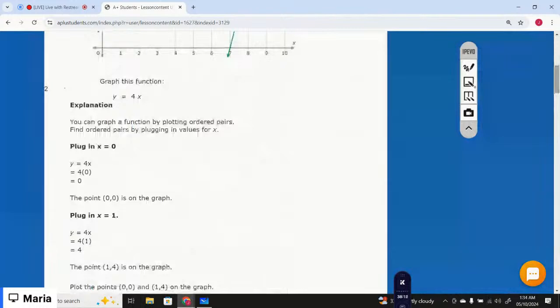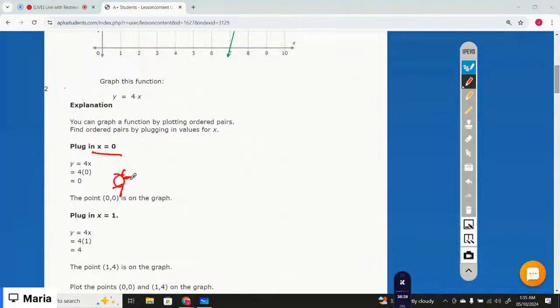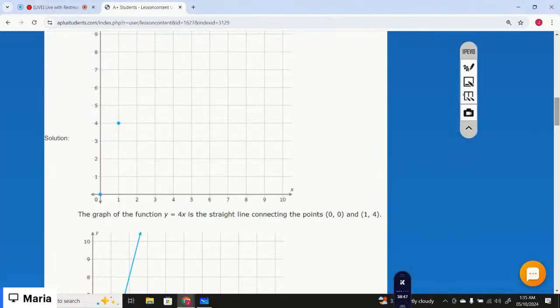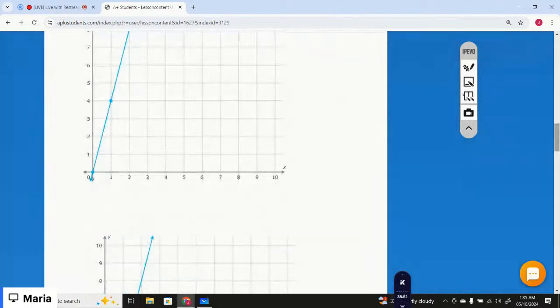Y equals 4x, right? You can put the values of x and you can calculate the values of y. You can see here x equals 0. That means when x is 0, y is 0. When x is 1, y is 4. So you can put these values and you can find the graph, right? The points are 0, 0 and 1, 4. So just put these points on the graph. Here is x is 1, y is 4 and here is 0, 0. Here is the line they make, right?